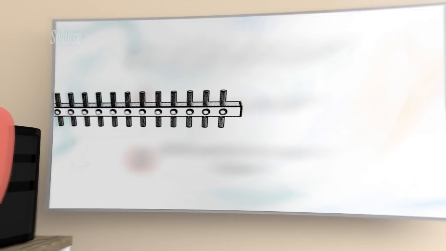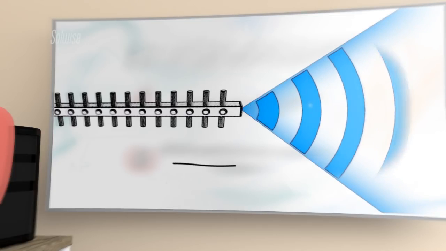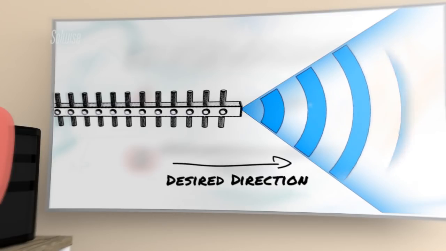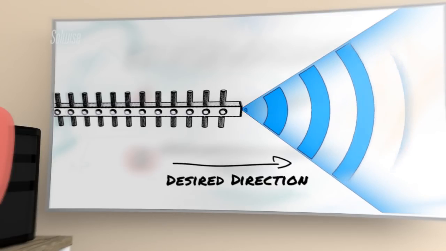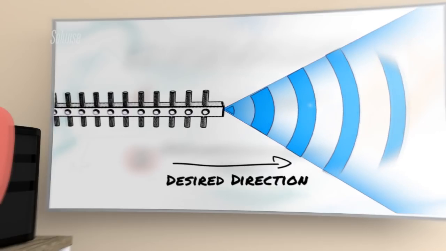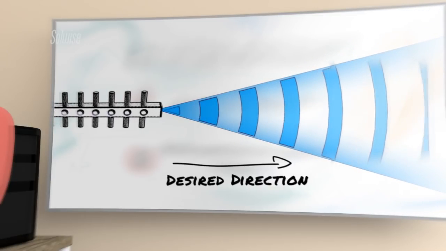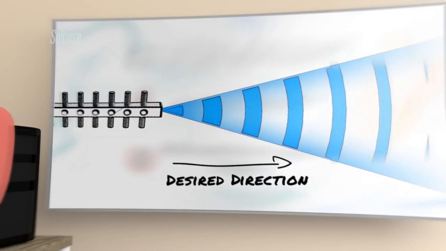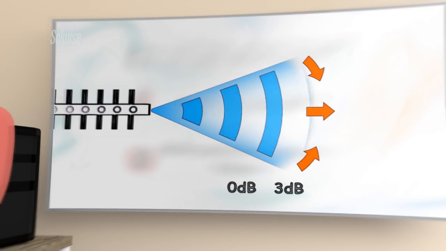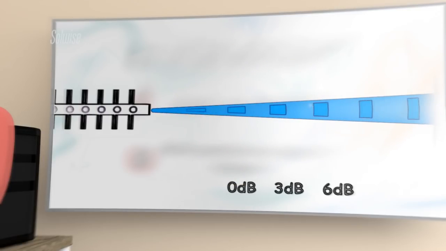An antenna generates gain by focusing signal that would otherwise radiate in unwanted directions towards the desired direction. As the gain increases, the beam gets stronger and narrower. We describe the gain of an antenna in decibels. Each time the signal strength doubles, the gain in decibels increases by 3.